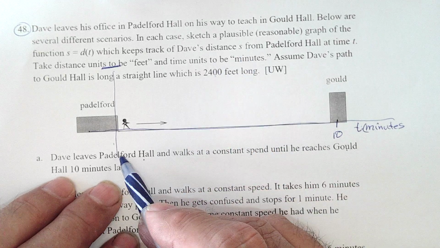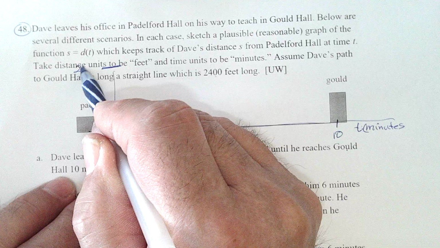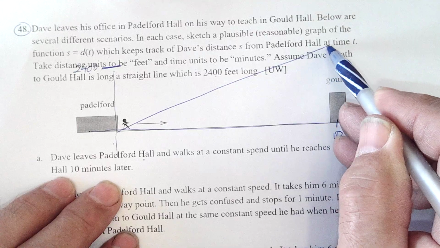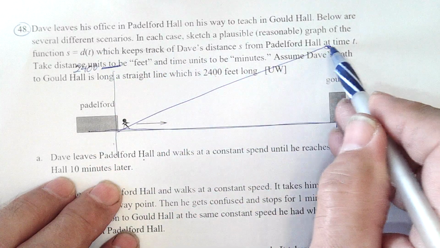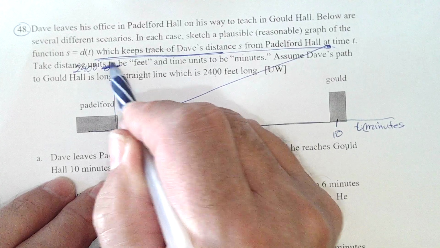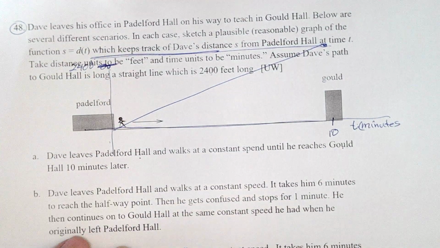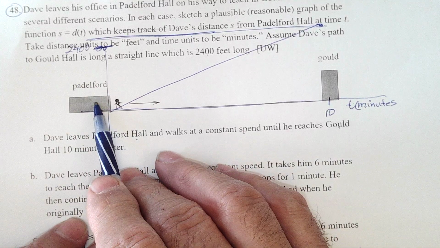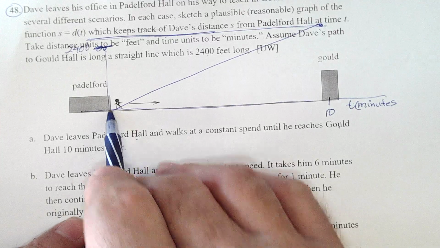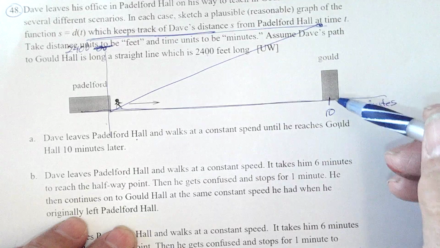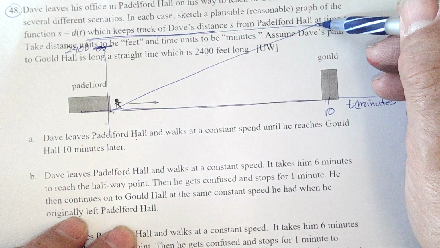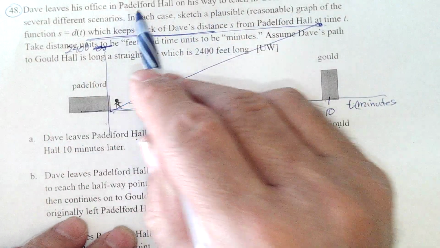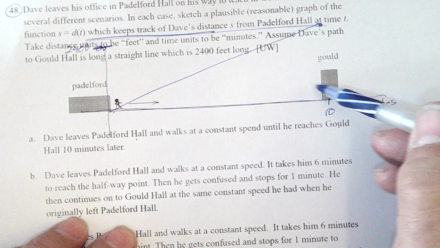240 feet long. This would be 240 feet, and he would get to 240 feet in the 10 minutes. So this should have been lined up here with 240. So I'm moving 240 to there. If he leaves Padelford Hall, and this is supposed to be the distance between this hall and Dave, so that's why it's 0 difference here, and he is now 240 feet from Padelford Hall. When he gets to here, he's 240 feet from that.